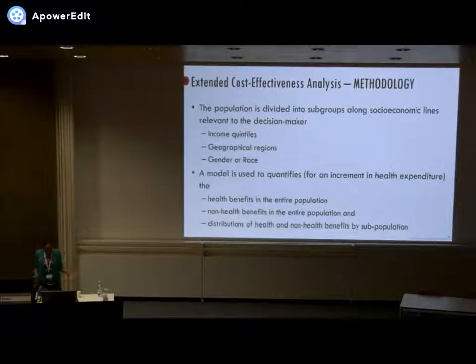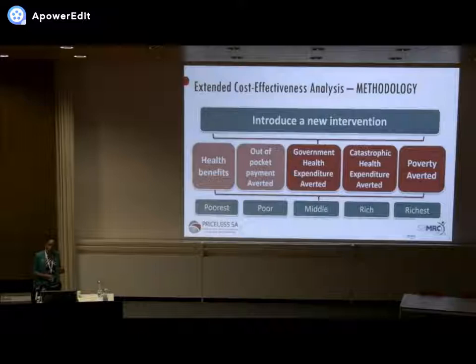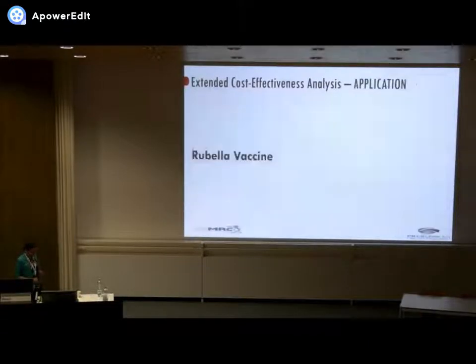So, in very simple terms, the way the method works is that the population is divided into subgroups along some socioeconomic line that is of relevance to the decision maker. It could be income quintiles, it could be geographical regions, it could be gender, race. In South Africa, all these dimensions will be important. And then a model is developed to quantify health benefits and non-health benefits across the socioeconomic group of interest.